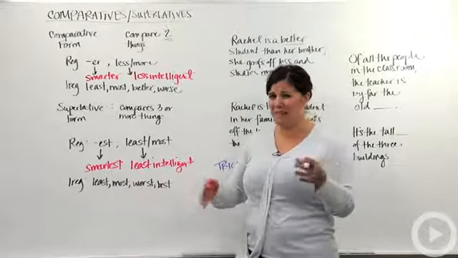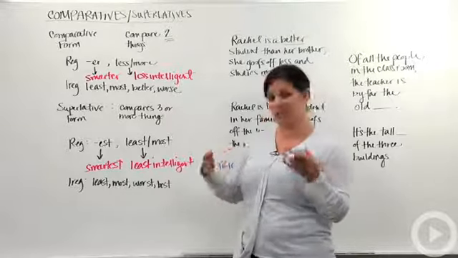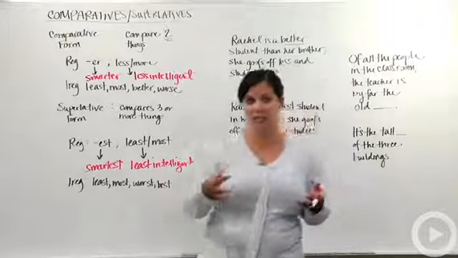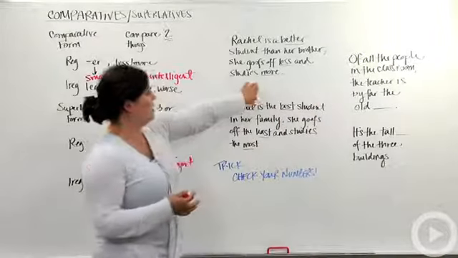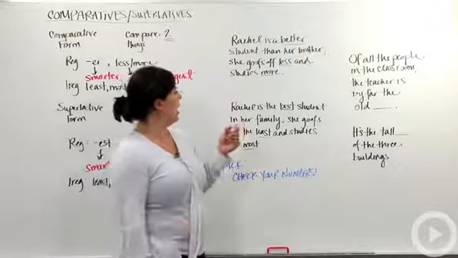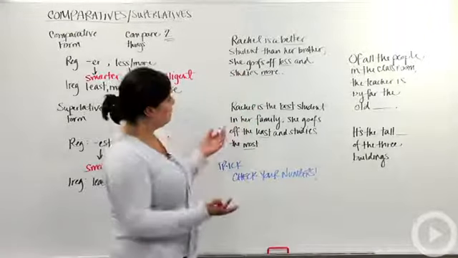So that's really basic, and sometimes it seems a little bit intuitive, but there can be times where we get caught up on these. So let's take a look at some examples. Here in this sentence, we've got: Rachel is a better student than her brother. She goofs off less and studies more. Now everything looks good here.